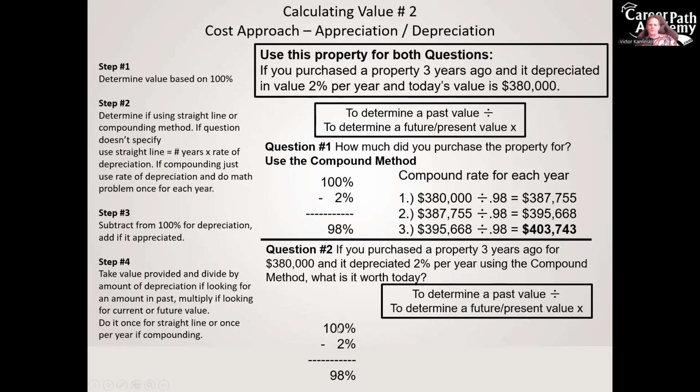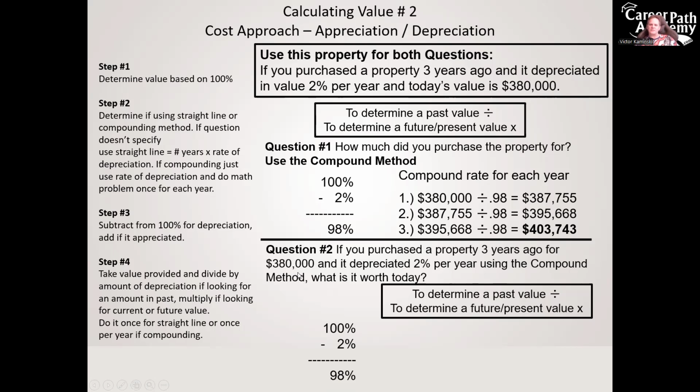We only wrote down 100% because that's the total value. And we know it depreciated 2% per year. So we subtracted 2% from 100%. That gave us 98%. So now what do we do with the 380? Come on, what do we do up here? You divide. Well, I'm sorry, you multiply. Dividing figures out the number in the past, and the multiplication figures out the current or future value. So they gave you the number.